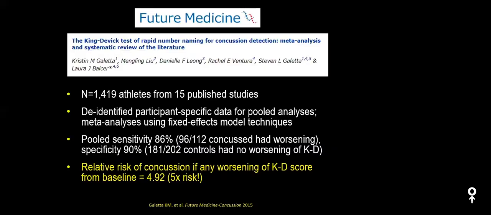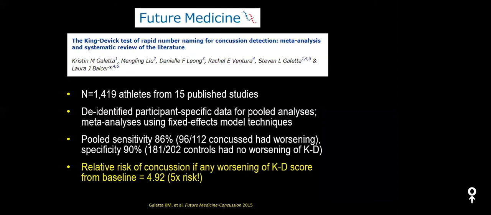So the slide that I'm showing you here is a meta-analysis that was published several years ago, looking at a compilation of many, many studies using the King-Devick test as it relates to the ability to diagnose concussion as a sideline screening tool. And essentially, looking at the studies that have been done, this single test is very sensitive and specific for identifying concussion.